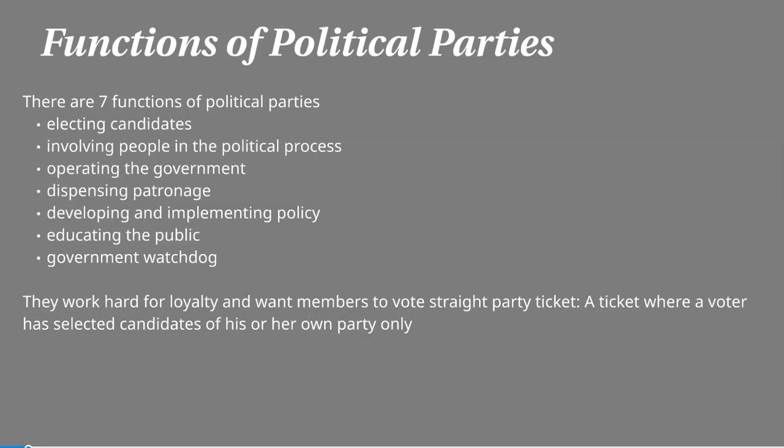They work hard for loyalty and want members to vote straight party ticket. This means when a ticket shows up to the voter on election day and they're going to go vote, they vote only one party. So if they're a Republican, if they're a Democrat, they're just going to look at it and say, well, I'm a Republican, so I'm going to vote Republican, Republican, Republican. Person says I'm Democrat, I'm going to go Dem, Dem, Dem. Now, this very much helps the political party because when they know that they have a straight party ticket voter, they can count on them for everything.